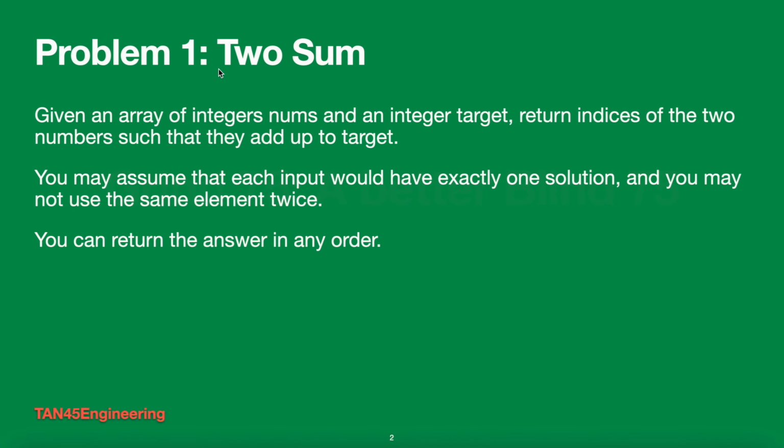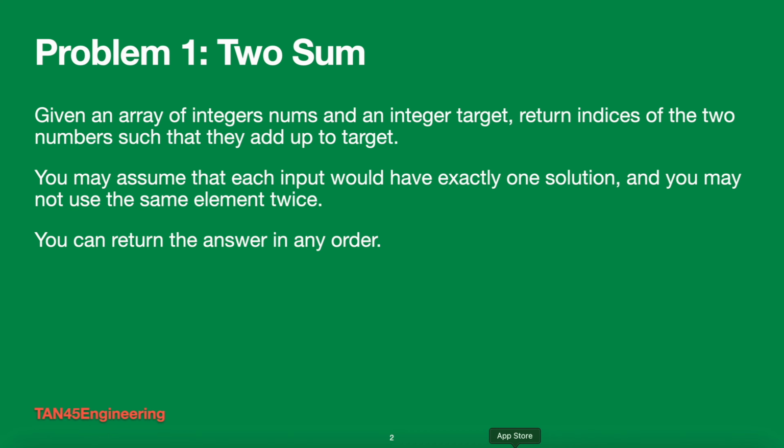So our first problem is the two-sum problem, where we are given an array of integers nums and an integer target. Return indices of two numbers such that they add up to target. You may assume that each input would have exactly one solution, and you may not use the same element twice. You can return the answer in any order.